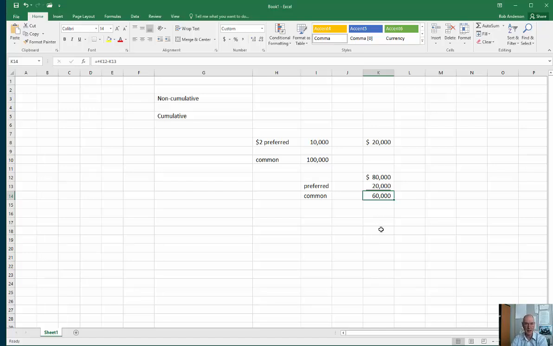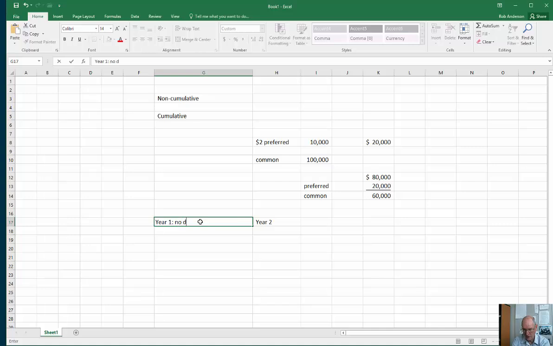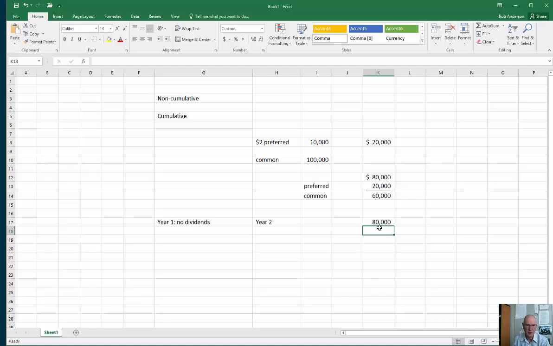Now let's just say instead that it is now year 2, and let's say that we paid no dividends whatsoever in year 1. So I'll just write that down so we don't forget. Year 1, no dividends. No dividends were declared. So we'll keep our $80,000. And so the board has just declared an $80,000 dividend in year 2. No dividends were declared in year 1.